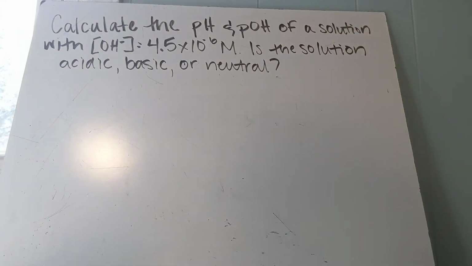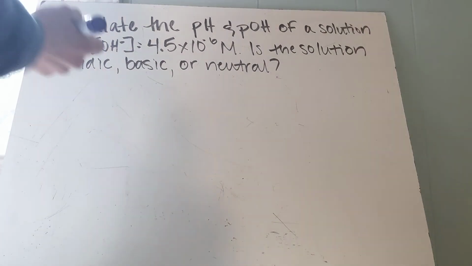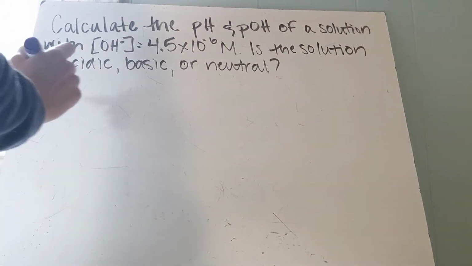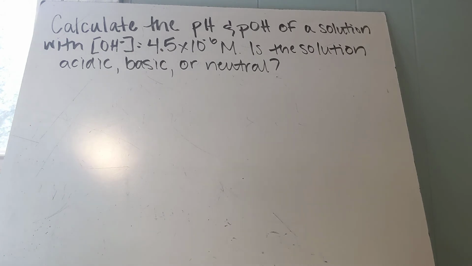Now we're going to keep going. Calculate the pH and pOH of a solution with OH minus equal to 4.5 times 10 to the negative 6th molar. Is the solution acidic, basic, or neutral? So again, I'm going to do this problem in a way that I find easiest. If you want to use one of the other formulas, that's totally fine. Just check your answer at the end, because no matter which way you go about this problem, you should always get the same answer.